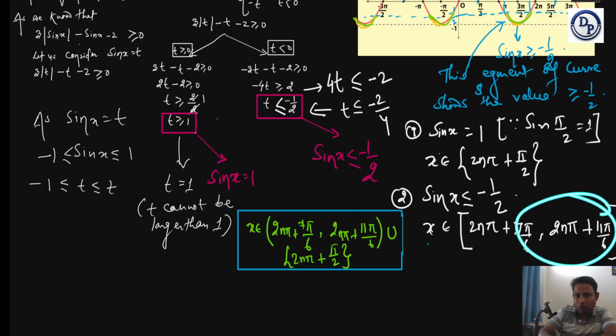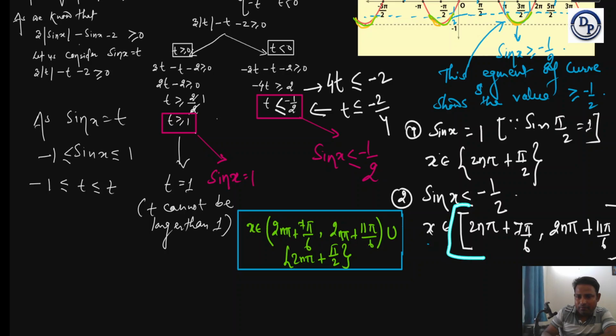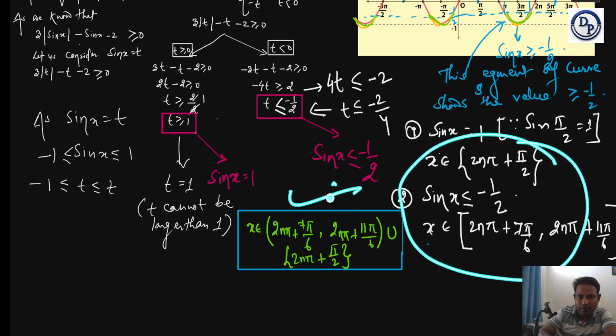So now we got two sets of values of x here. x is 2n pi plus pi by 2, and this is the other. I have taken a close bracket because it is equal there as well. Okay, so we have to take this. Now we combine these to find the union. This is the final answer.